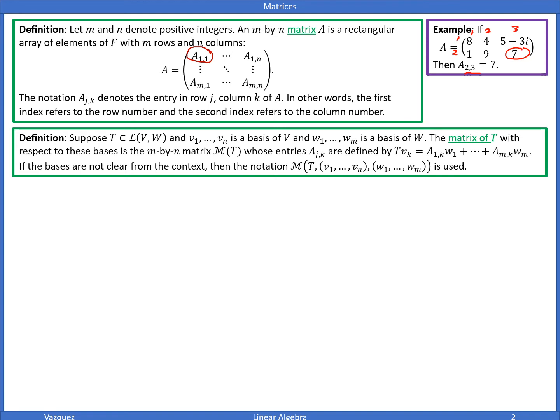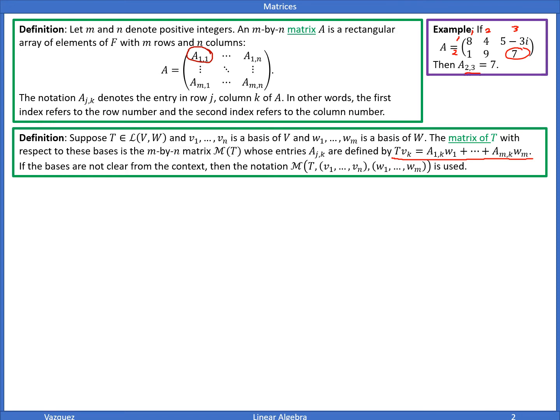Okay, now suppose T is an element of the set of all linear transformations from V to W, and v_1 through v_n is a basis of V, and w_1 to w_m is a basis of W. The matrix of T with respect to these bases is the m by n matrix M(T) whose entries A_jk are defined by, and this is really important, this is how we're defining our entries: the transformation of vector v_k is equal to the linear combination of all those vectors in W.